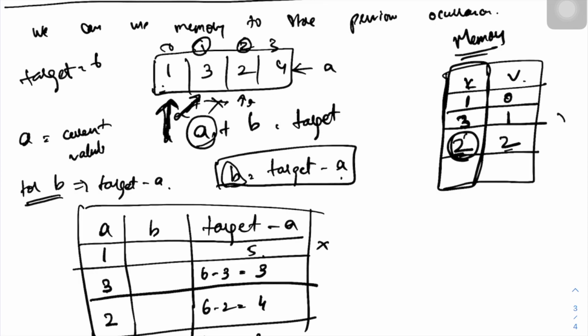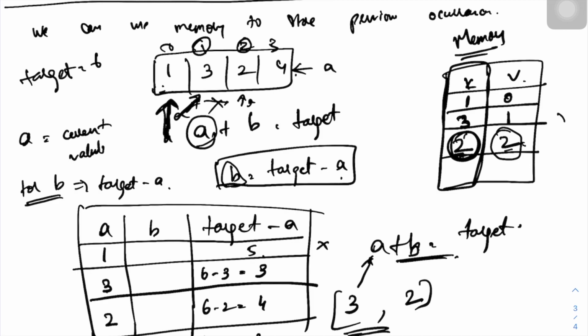Okay, I found 2. So that implies that somewhere in my previous states I saw 2. That means I have two numbers, A plus B, which is making 2 the target. What is A? A should be our current location, which is 3. What should be B? B should be the location where I found 2 previously, which is nothing but the value of this memory, which is 2. So 3, 2 is my answer.